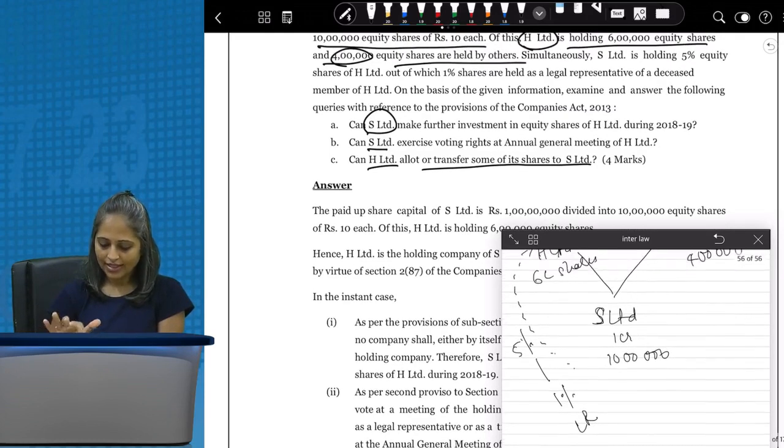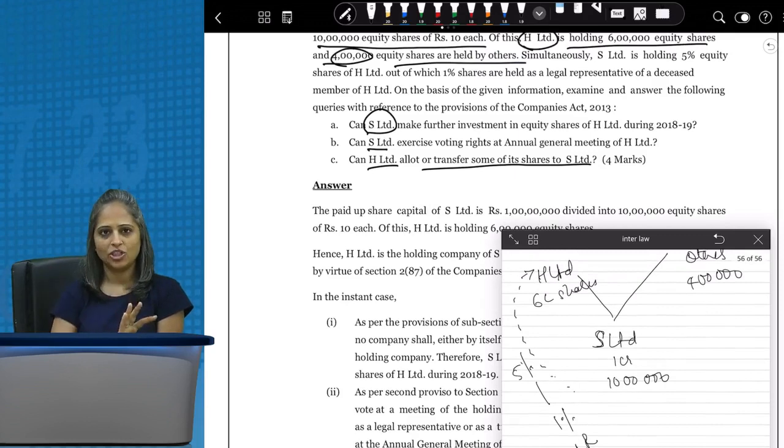S Limited is holding 5% shares, but out of that, 1% shares are held as legal representative of the deceased member, and hence it can vote in the annual general meeting only to the extent of that 1% shares in H Limited, and not pertaining to the entire holding in H Limited.